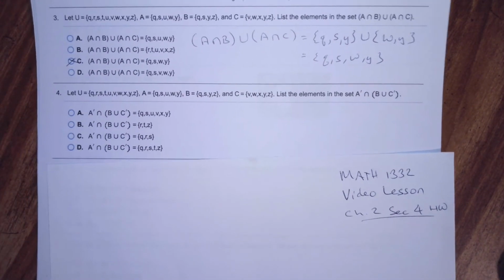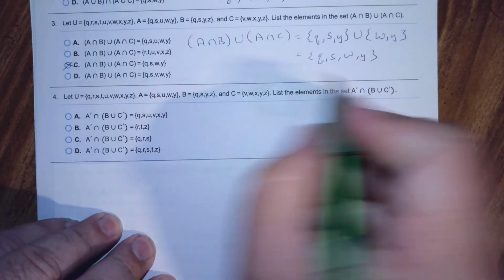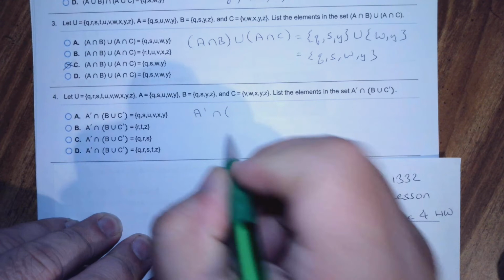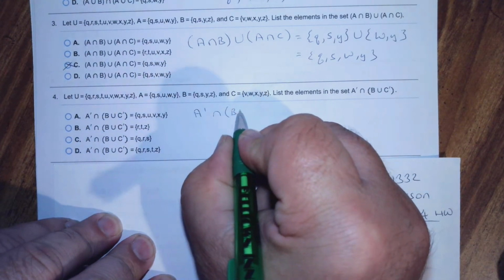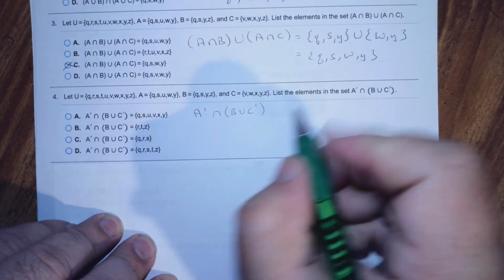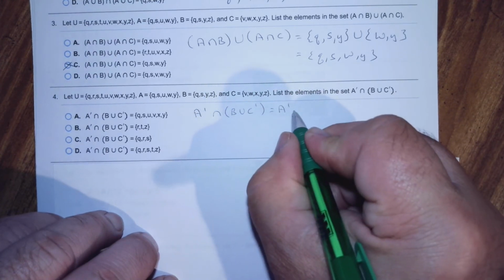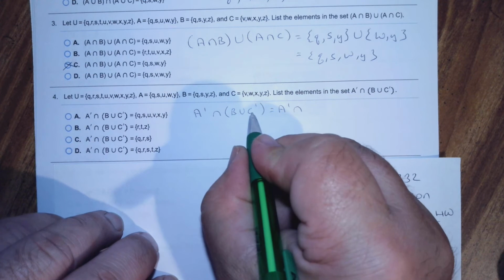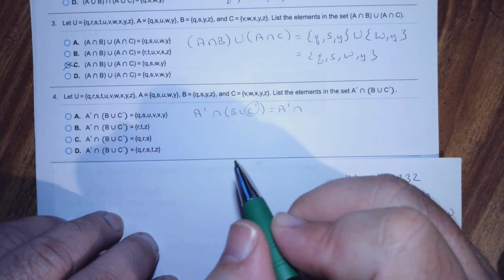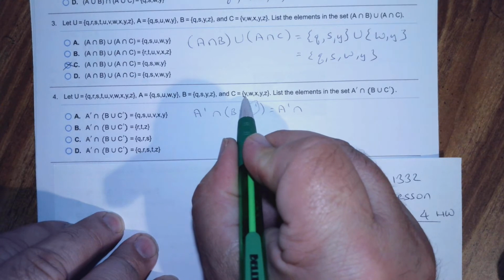The hardest part is making sure you're writing small enough so you can see everything, or clear enough, I should say. So looking for the complement of A, or A prime, intersection of B union C complement. So first off, we find out what is the complement of C. The complement of C is everything in the universe without those.